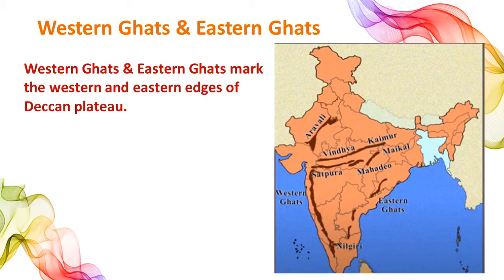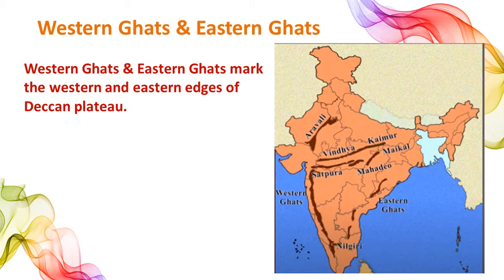Western Ghats and Eastern Ghats. Ghats are nothing but the hills. The Western Ghats and the Eastern Ghats mark the western and eastern edges of Deccan Plateau. They are the part of Peninsular Plateau. They act as boundaries of Deccan Plateau.